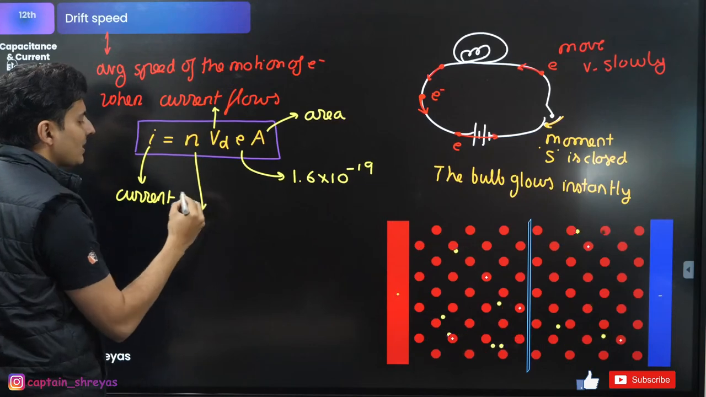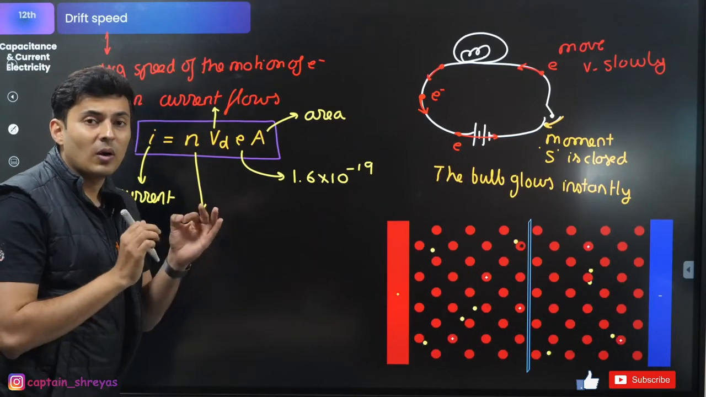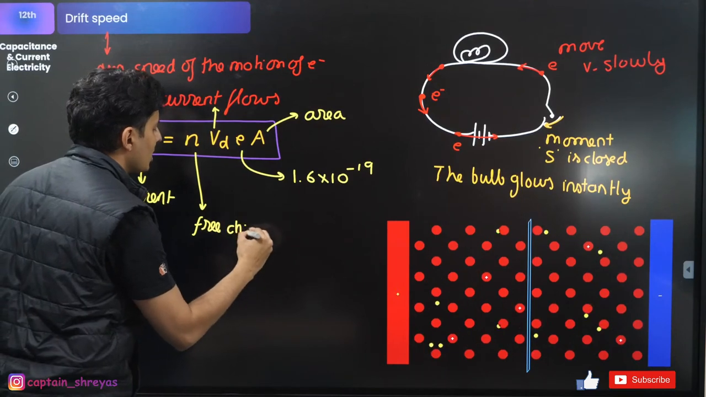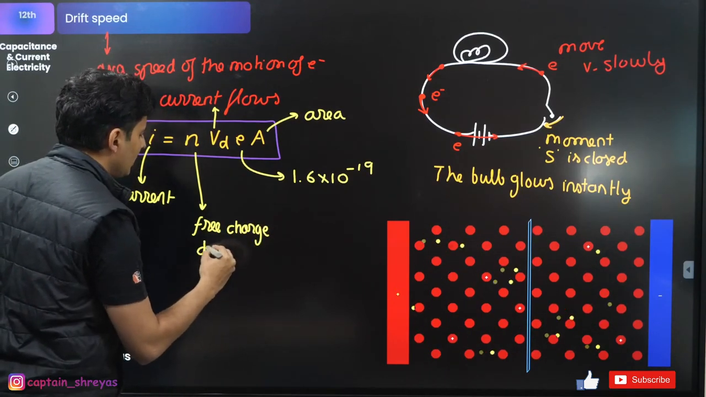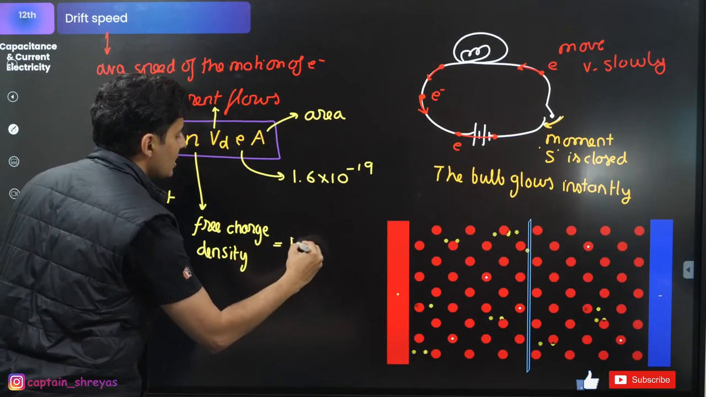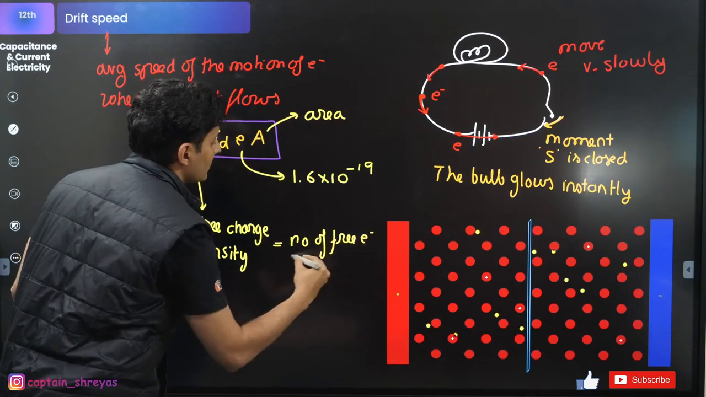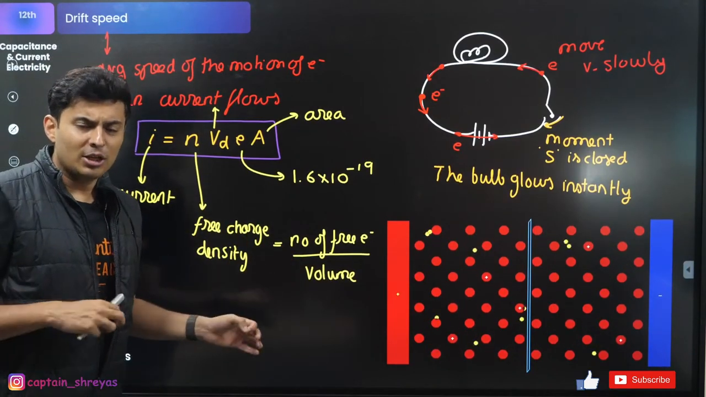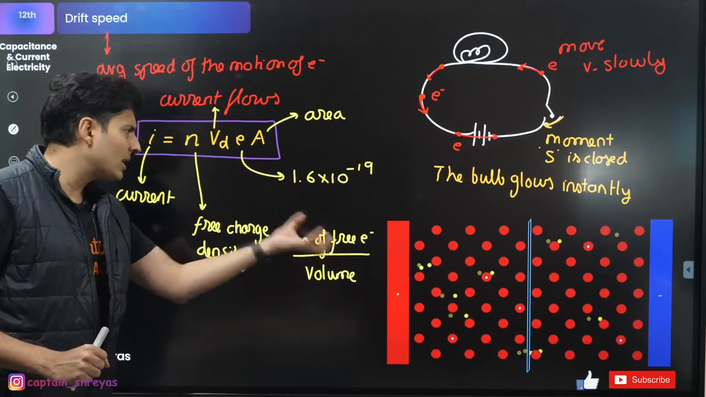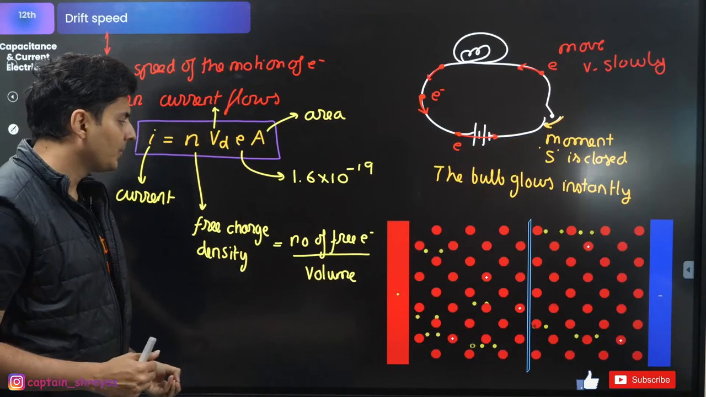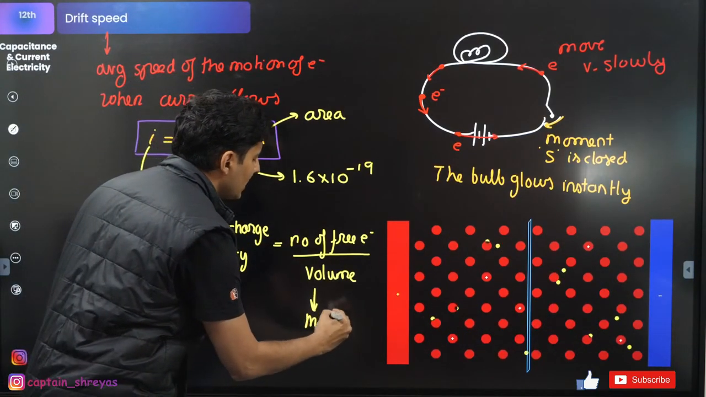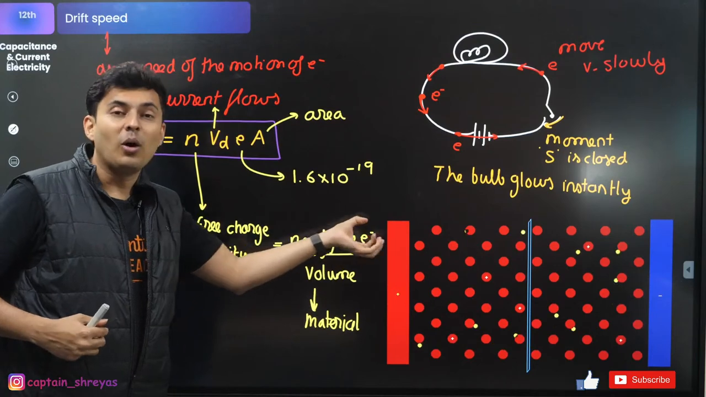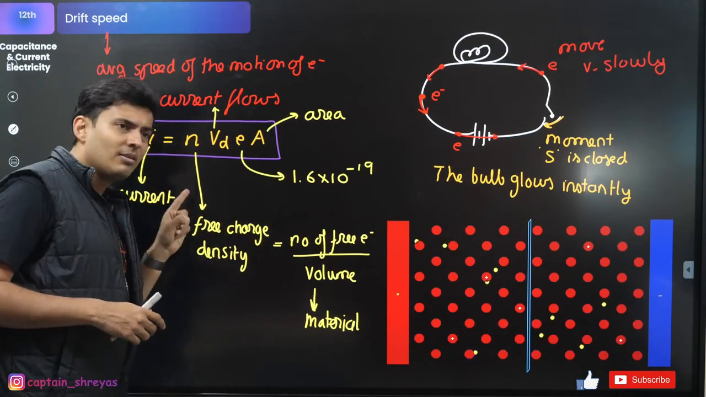So what is this N, you might ask? This is generally given to you, and it is called the free charge density. It is basically the number of free electrons per unit volume. Generally it is given as 10 to the power 20 per meter cube, or 10 to the power 17 per centimeter cube. Whatever the value is, it is given to you. It depends completely on the material, whether it's aluminium, copper or gold. If it's a good conductor, it will have a good value of N. If it's a bad conductor, the value of N will go down.